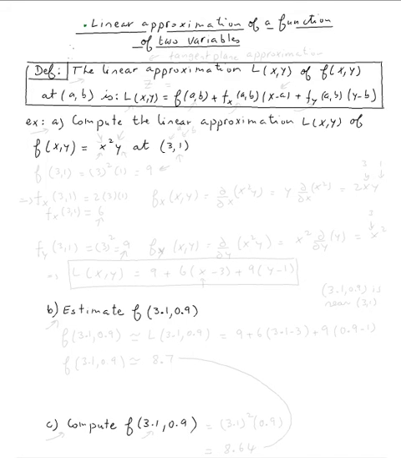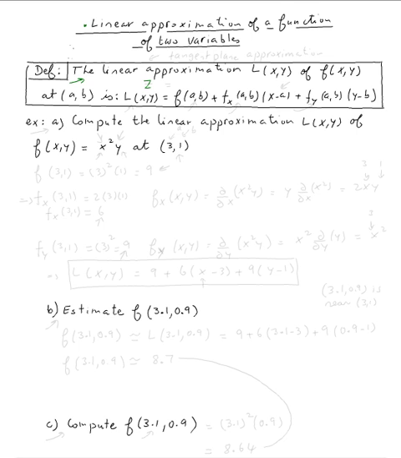The topic is linear approximation of a function of two variables. So let's read the definition. The definition says the linear approximation L of x,y of f of x,y at a point (a,b) is L of x,y equal f of a,b plus partial derivative of f with respect to x at (a,b) times x minus a plus partial derivative with respect to y at (a,b) times y minus b.